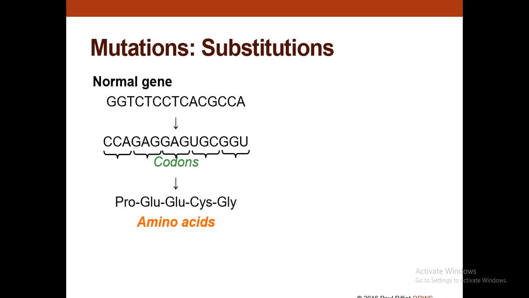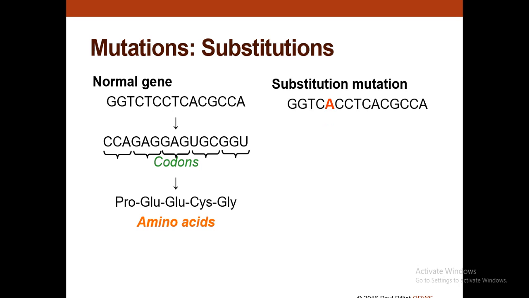Now, you have here the first mutation type, which is substitution. Again, you have your normal gene here, you have the codons, and you have the amino acids. On the right-hand side is the substitution mutation, wherein, as you can see, instead of thymine (T), it has been substituted with adenine (A). So this is a type of point mutation because the mutation happens in only one codon.